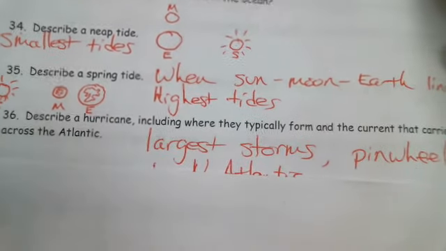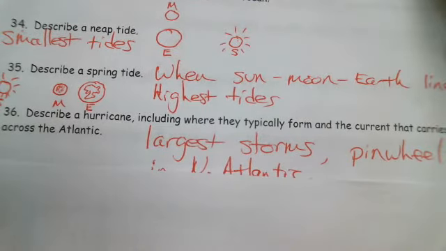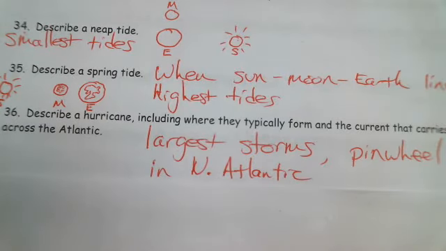Number 36, describe a hurricane. These are the largest storms on Earth. They are like pinwheels. They normally form in the North Atlantic.